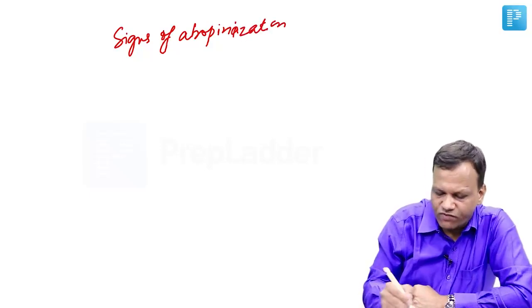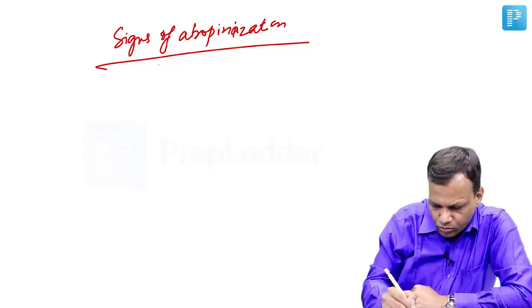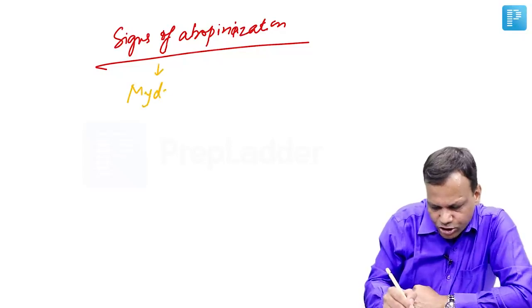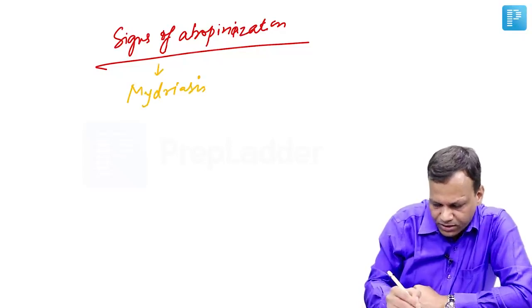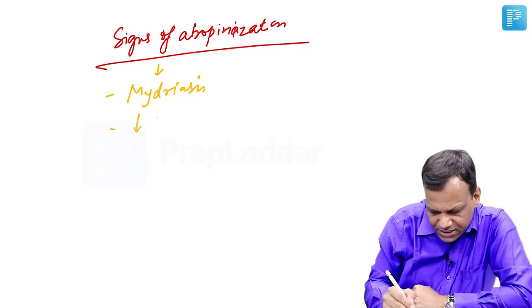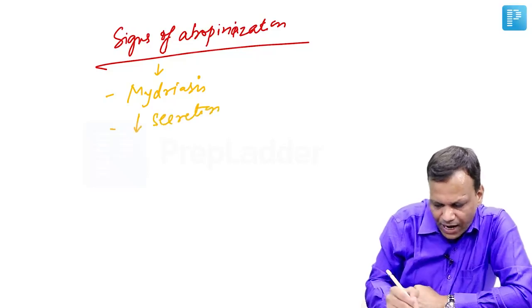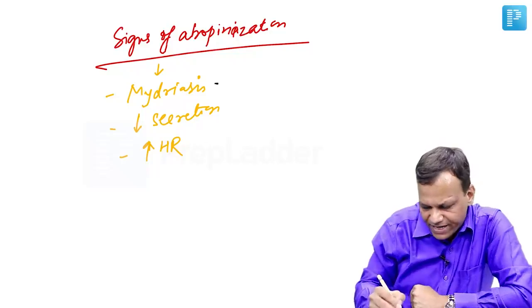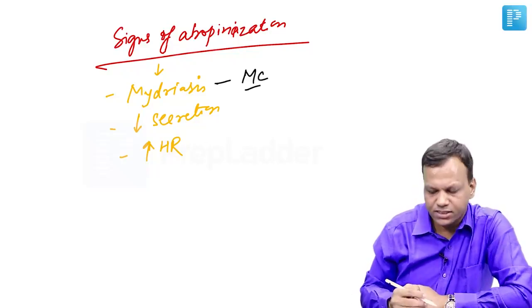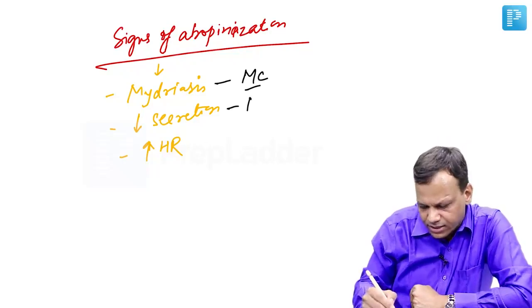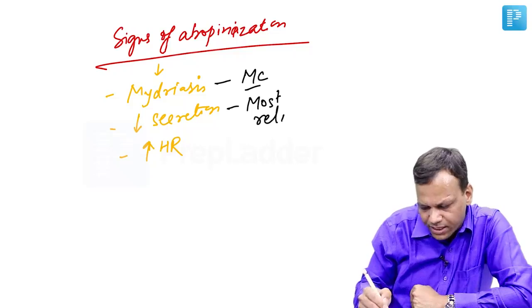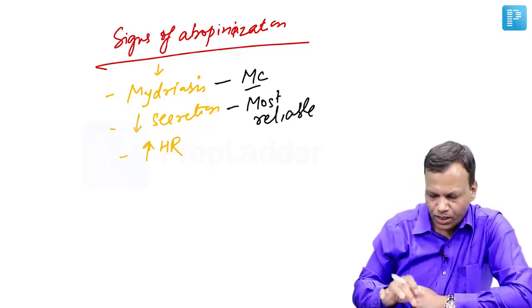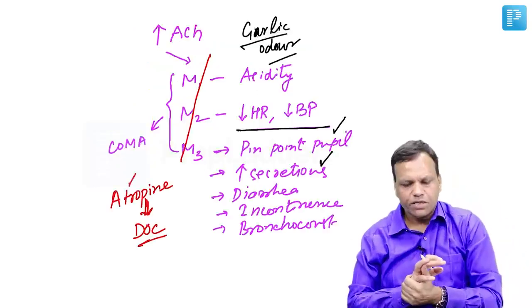The important signs of atropinization include mydriasis, that means dilatation of pupil, decrease in secretions and tachycardia. So these are the three main signs. Mydriasis is the most commonly used sign of atropinization, whereas decrease in secretion is the most reliable sign of atropinization. Okay, so we keep on giving atropine till the patient improves.